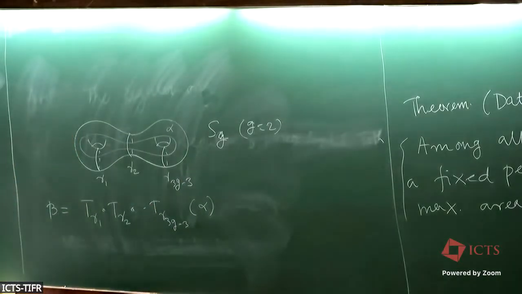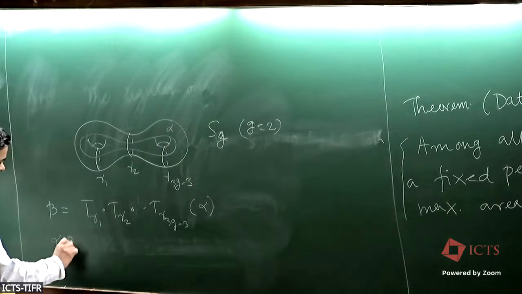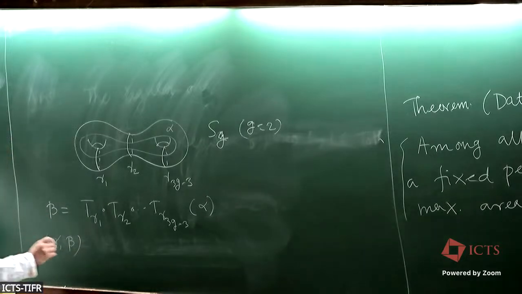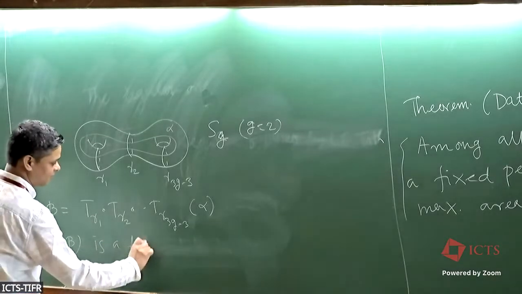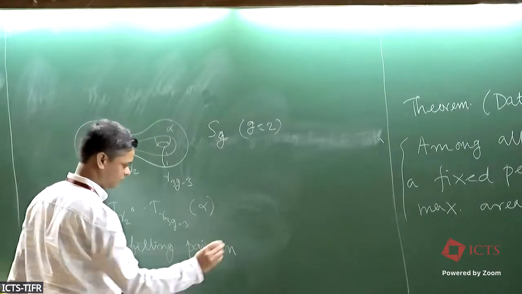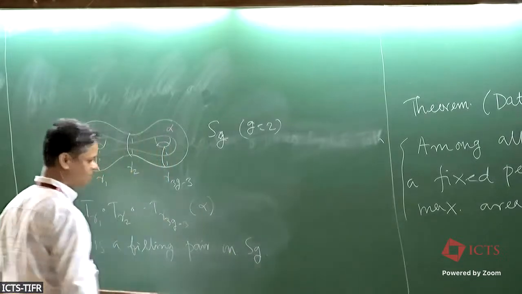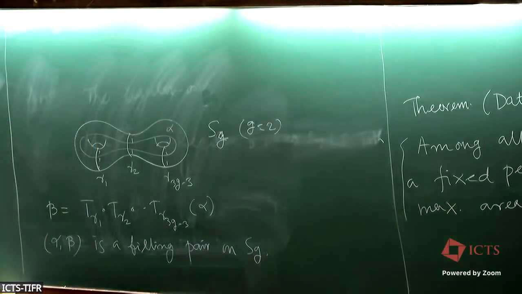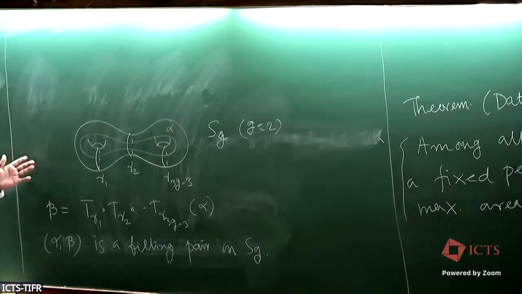Okay, so then the pair alpha, beta gives a filling pair on S_g. Here you will get a filling pair where you have 4 complementary disks. So this is a construction of filling pairs.